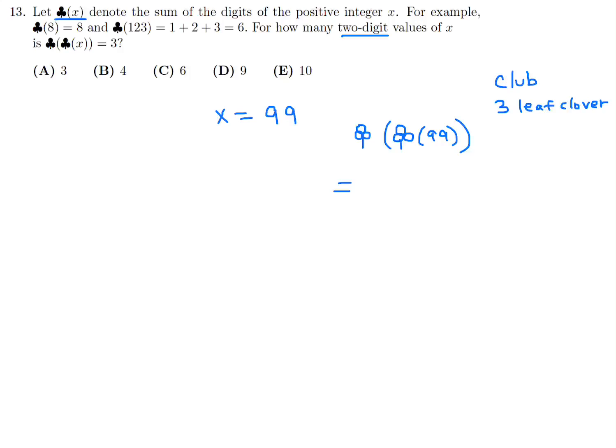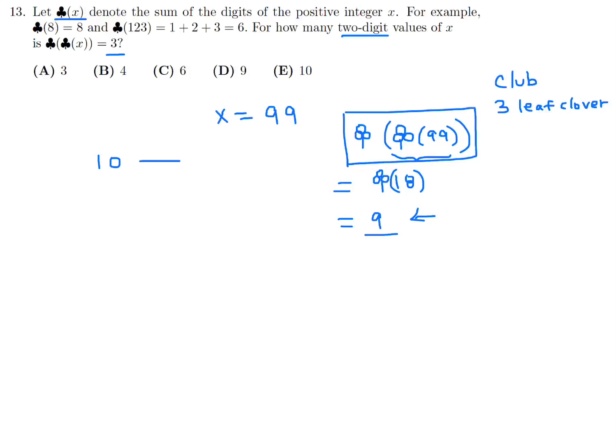So the first thing, of course, you'd add the digits. 9 plus 9 is 18. And then you do the operation again on the 18. The sum of the digits, 1 plus 8, is 9. So the answer is 9 for this original operation. Do you see how that happens? You're basically doing it twice. So for how many two-digit values of x does this operation result in a 3? Well, we got a 9. They want 3s. Two-digit kind of narrows it down: we're looking at all the numbers between 10 and 99 inclusive.